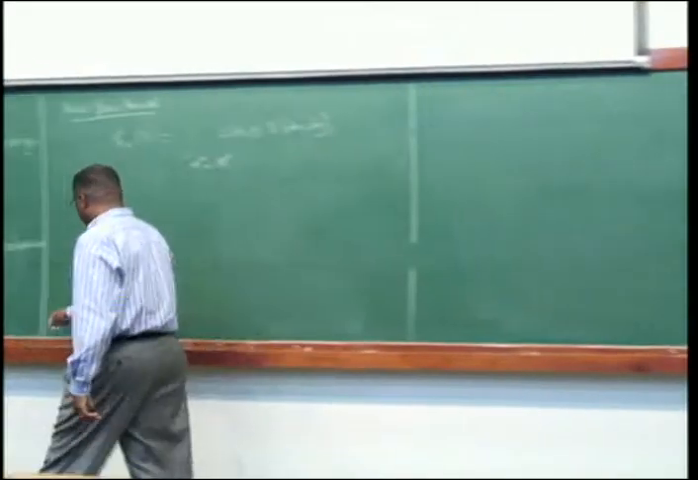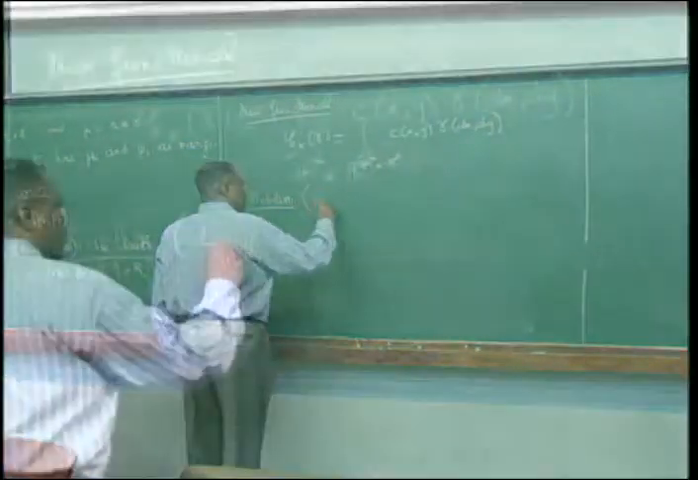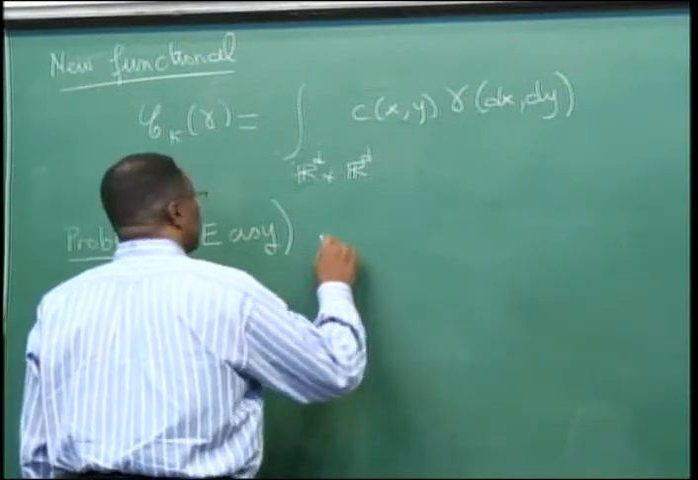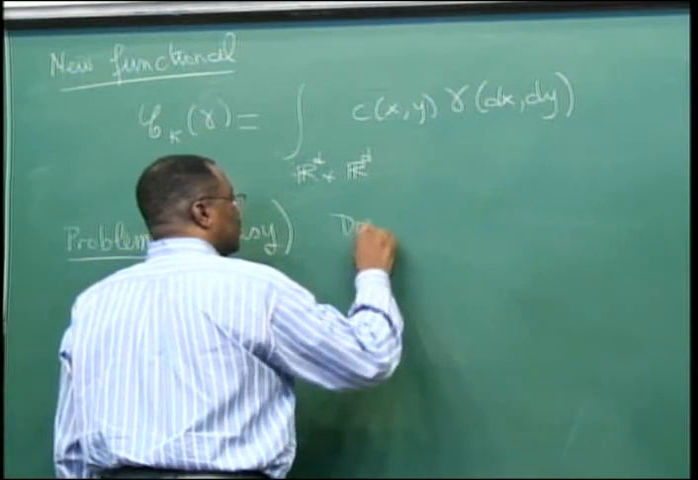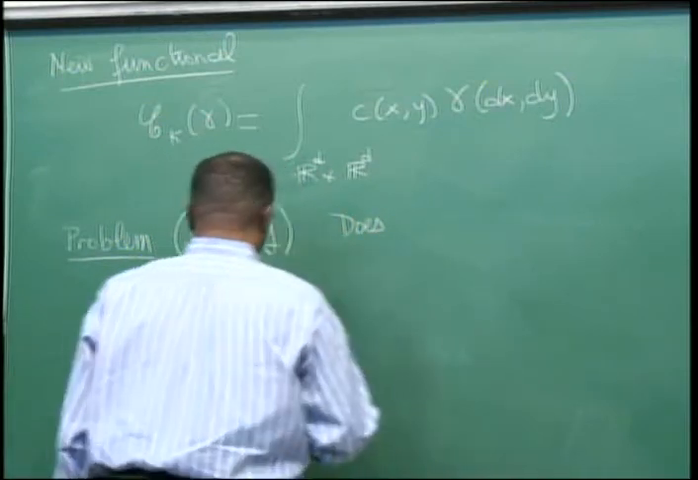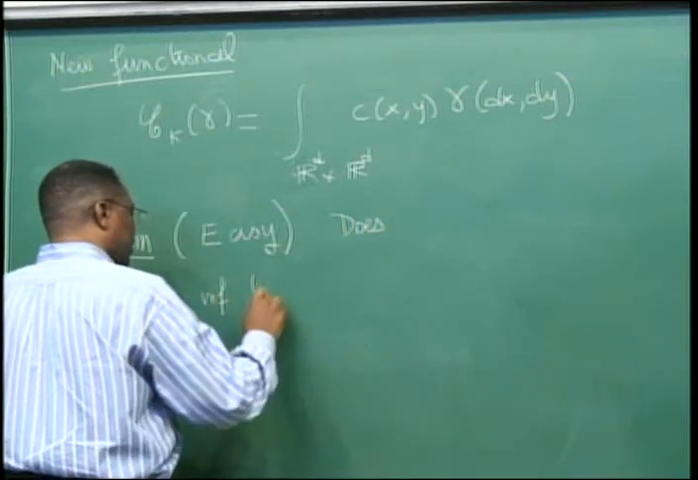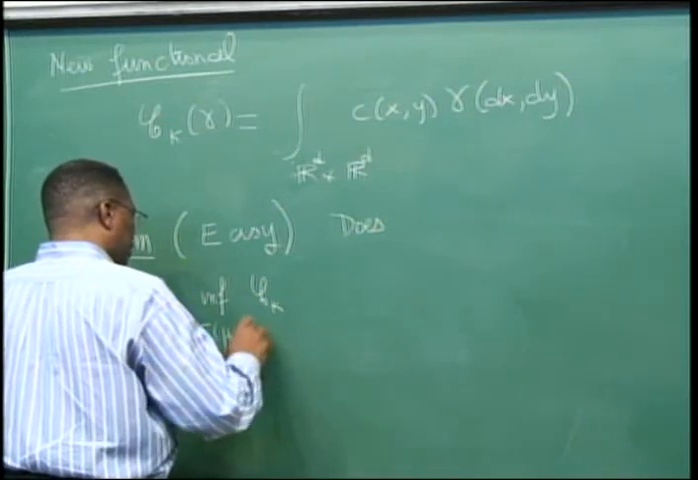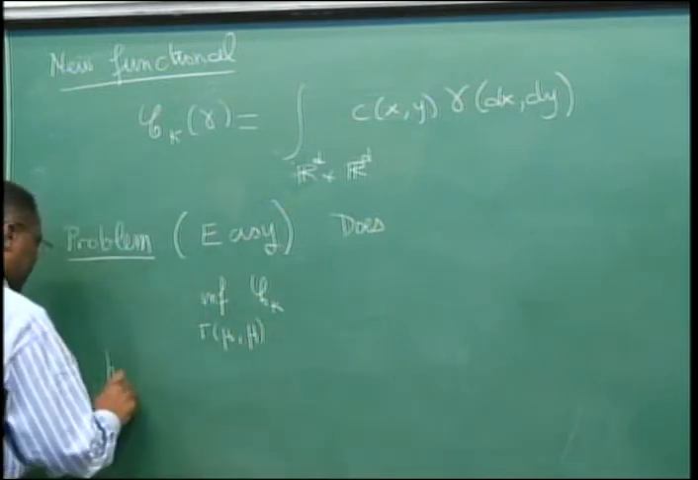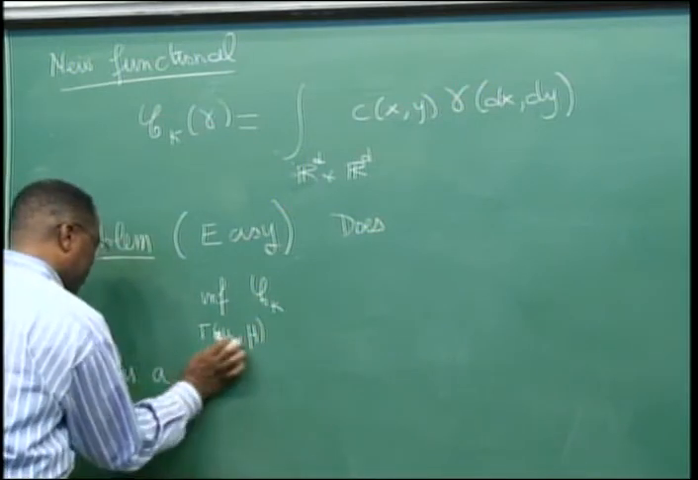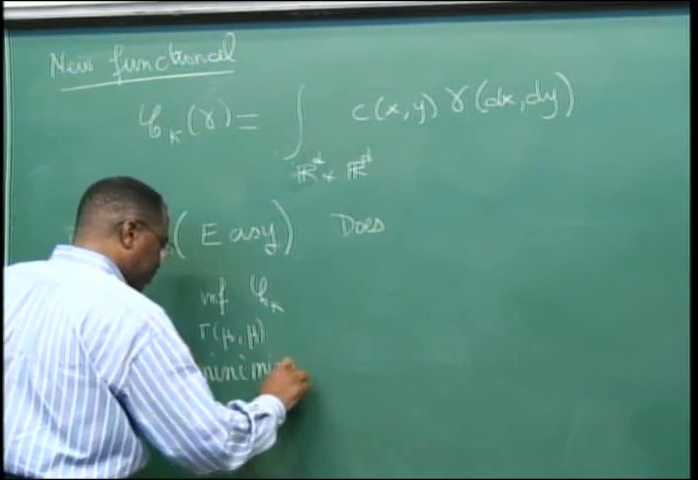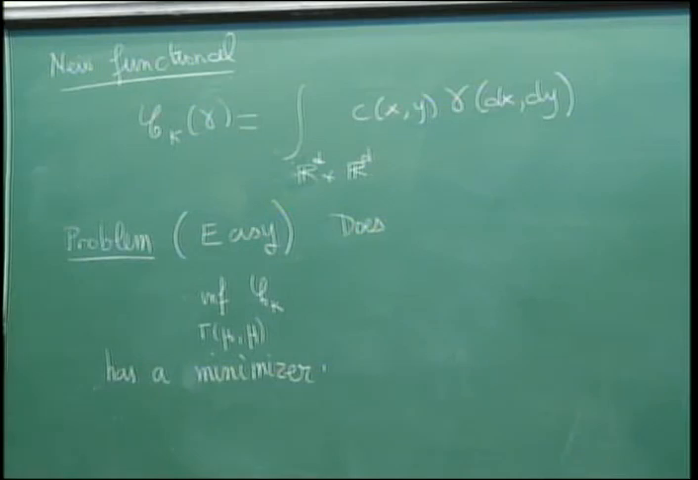So problem, easy. Does the infimum of CK over gamma mu naught mu1 have a minimizer? Fundamental and hard.